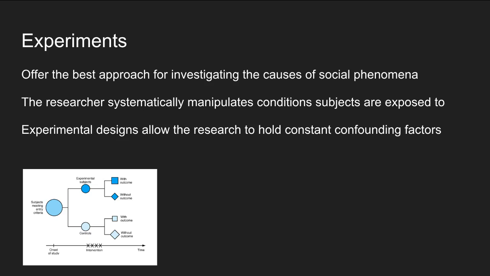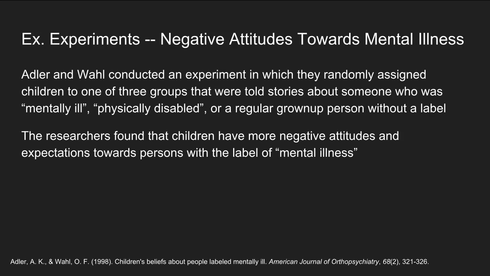And so you study a population that are randomized into an experimental and a control group. While the experimental group is exposed to the condition, the control group is not. But they both receive a pre and a post measure, and you can compare those measures to see how the manipulated condition affects subjects in the experimental group as compared to the control group.